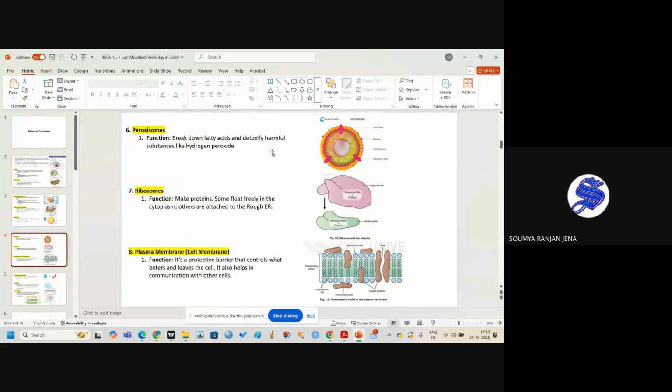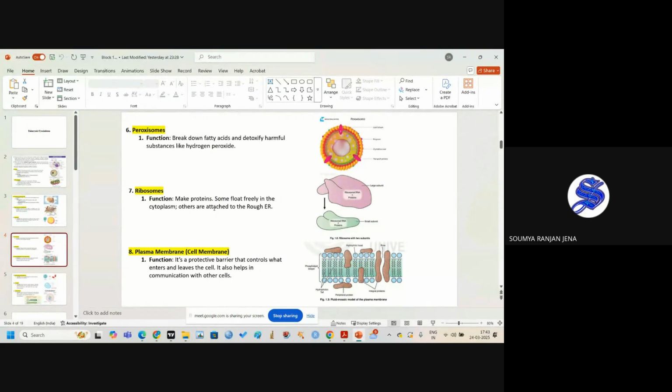Then the sixth one is peroxisome. The major function of the peroxisome is the breakdown of fatty acids and detoxifying harmful substances like hydrogen peroxide. During the oxidative process, hydrogen peroxide is produced, and the peroxisome has an enzyme that cleaves this hydrogen peroxide to water and oxygen. This is the major function of the peroxisome.